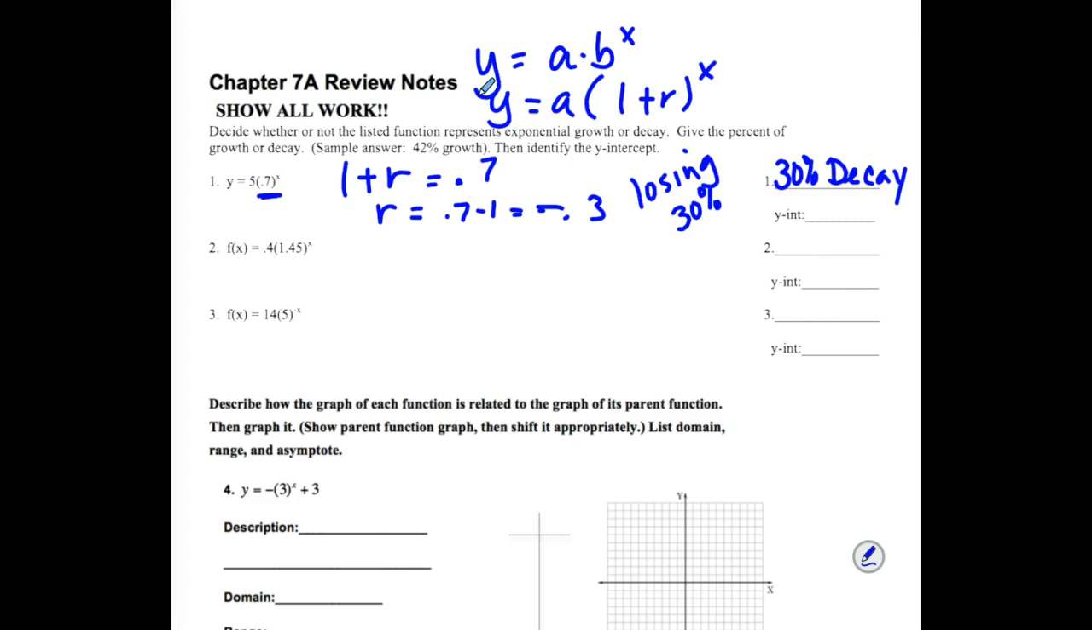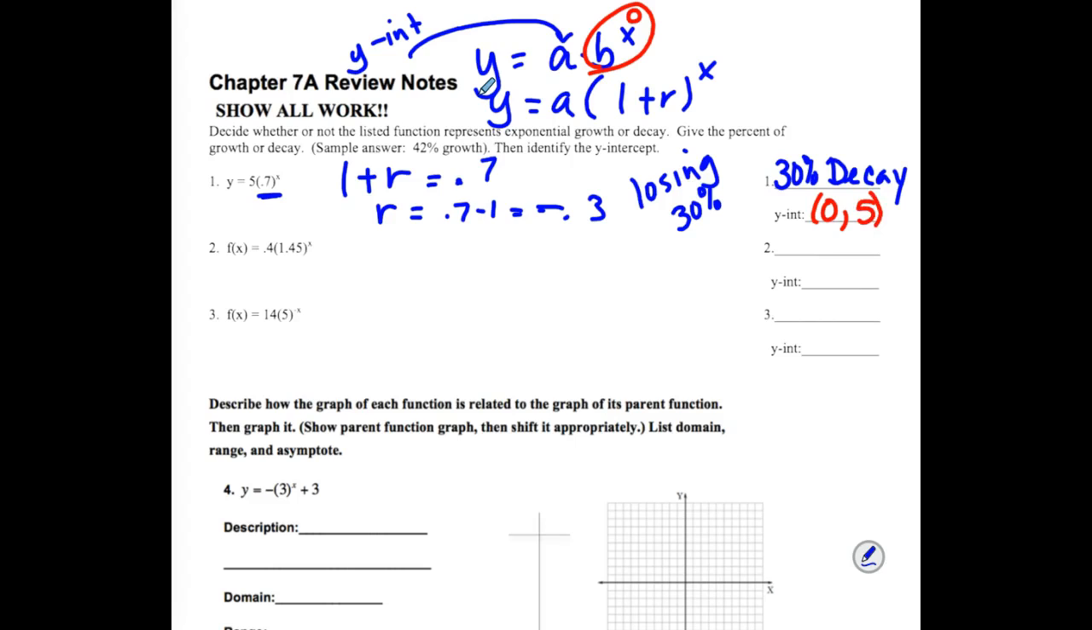Our next example. Whoops, sorry, forgot the y-intercept. When we look at our exponential function, our a value here is going to be our y-intercept. And that's because if we plug a 0 in for x, b to the 0 is just a 1, and 1 times a is always going to get you a. So our y-intercept in this case, we put a 0 in for x, and our a value is 5.